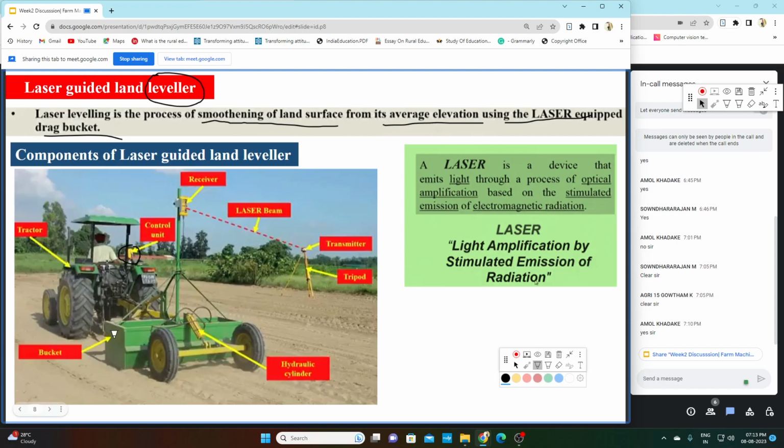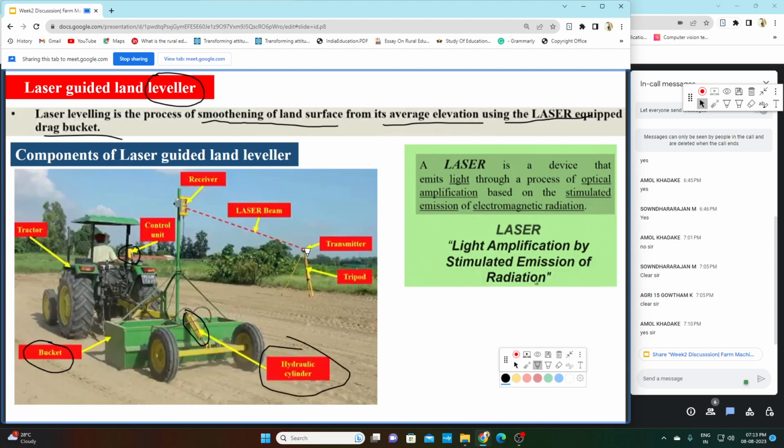Now there is a bucket. This is known as the bucket. It does the main operation of the laser guided land leveler. This green part is known as the bucket, and it does the main operation of the leveling, okay. This is the hydraulic cylinder, okay.